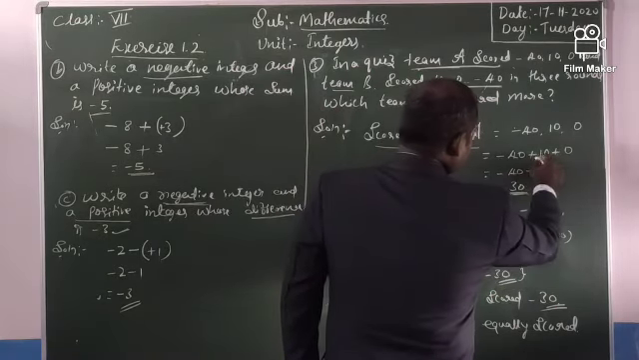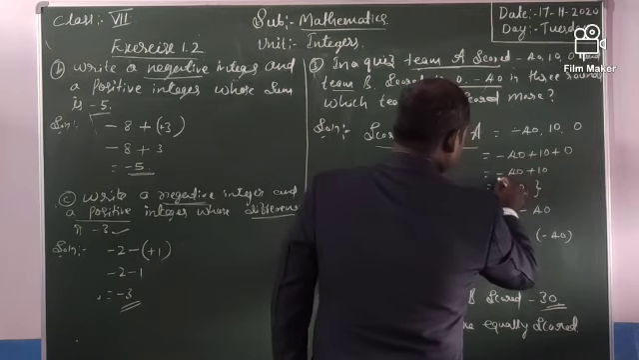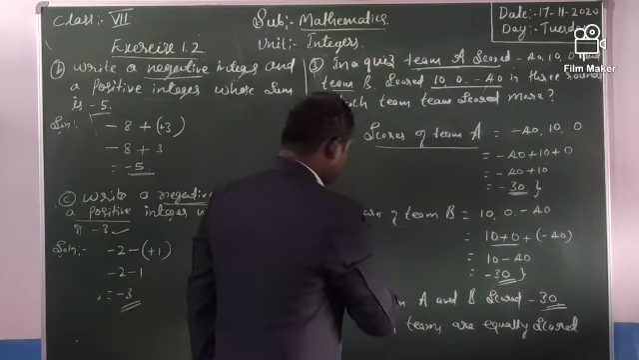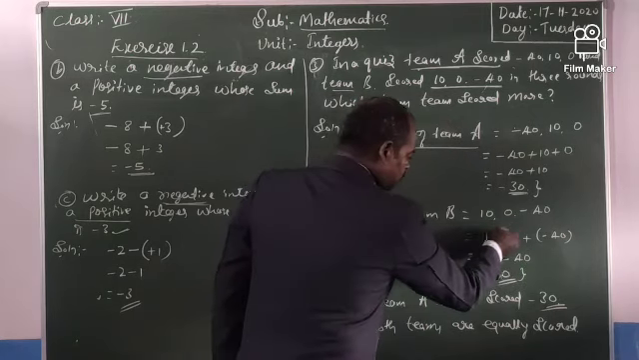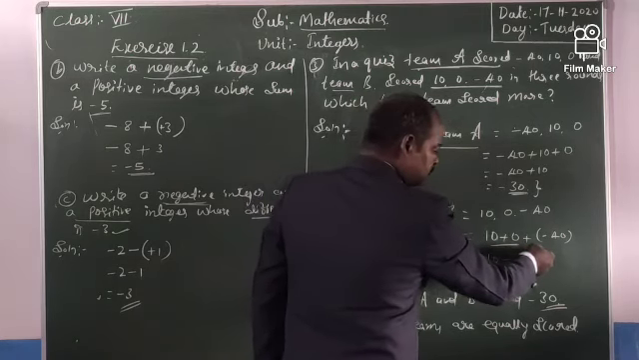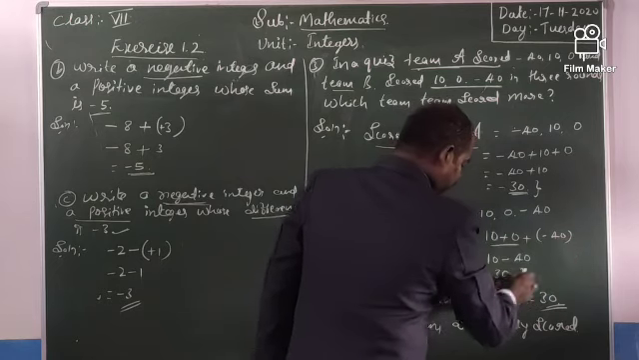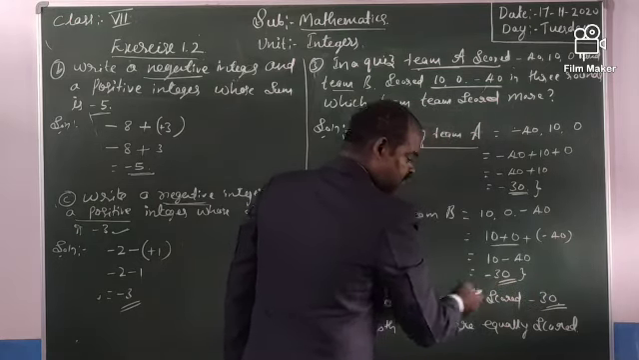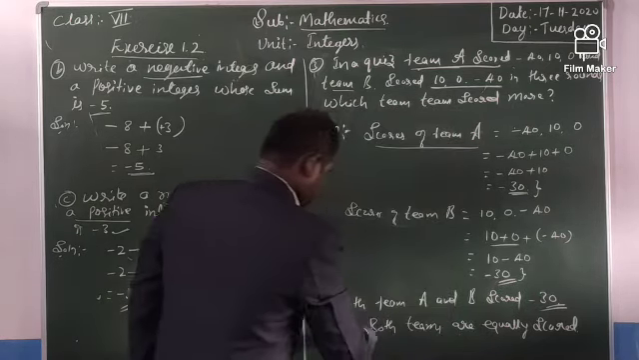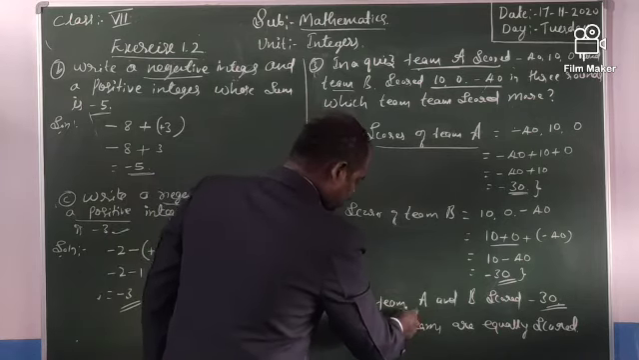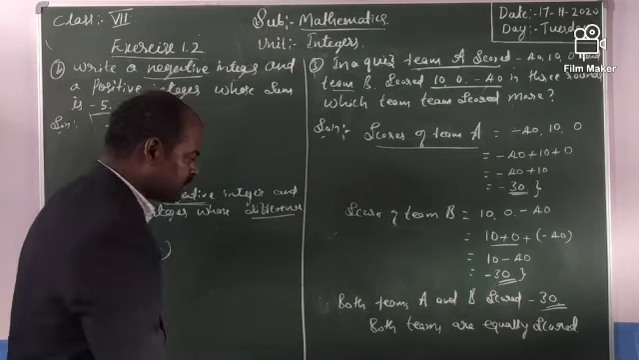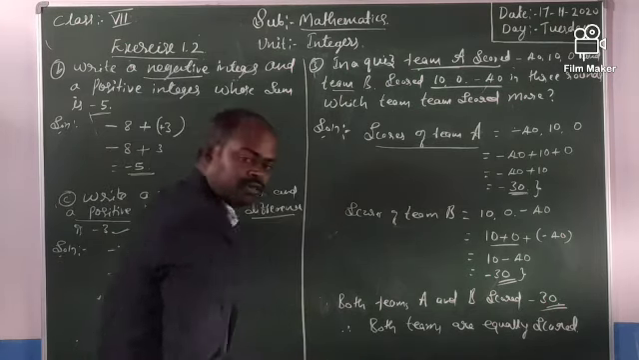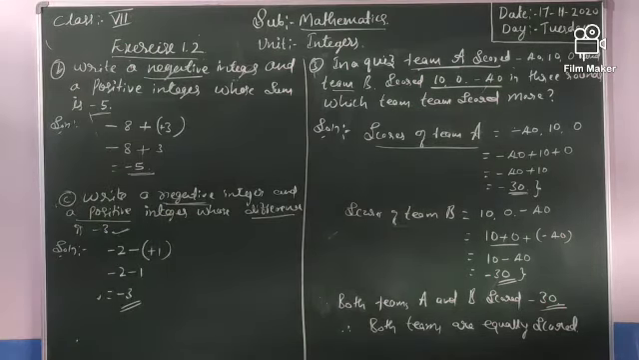Minus 40 plus 10 plus 0. Minus 40 plus 10 equal to minus 30, and scores of team B equal to 10, 0, minus 40. Again 10 plus 0 plus of minus 40, 10 minus 40 equal to minus 30. Here right, both teams A and B scored minus 30. Therefore, both the teams are equally scored. There is no winner. There are no winners.